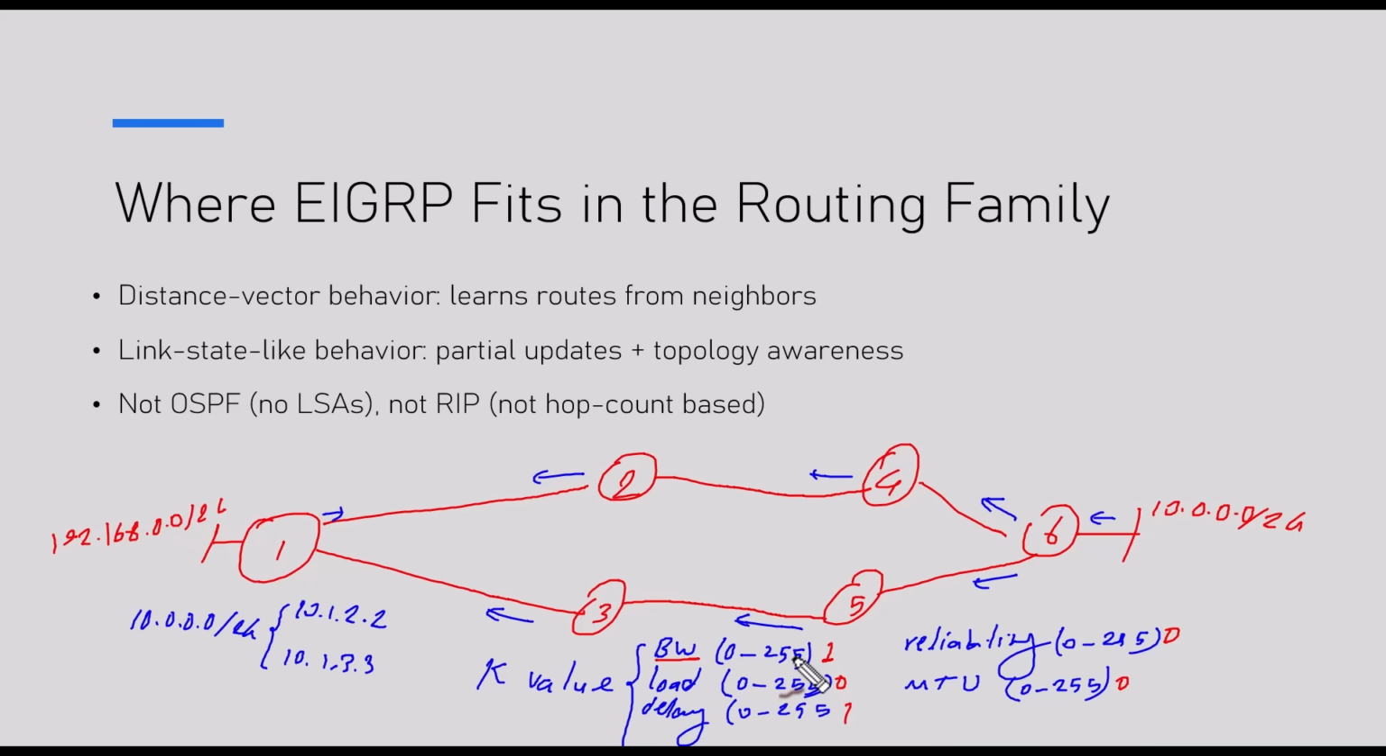So we have these values as K1, K2, K3, K4, and K5, and you can see that only K1 and K3 are used, which means that bandwidth and delay are used for the calculation. So with this information, you can see that I am using more criteria than what I had in RIP for calculation of metric. Even OSPF only uses bandwidth, and it doesn't really have a calculation like this. So you can see that EIGRP is very, very smart in calculating the metric from the source to the destination.